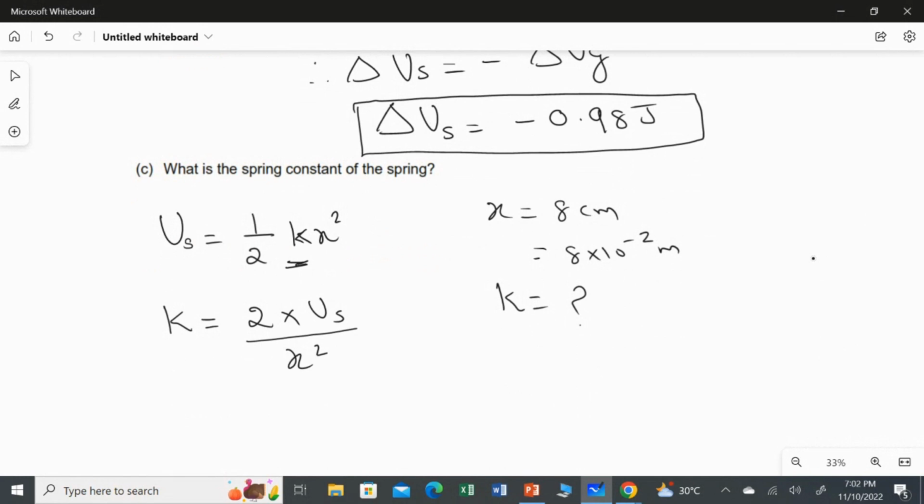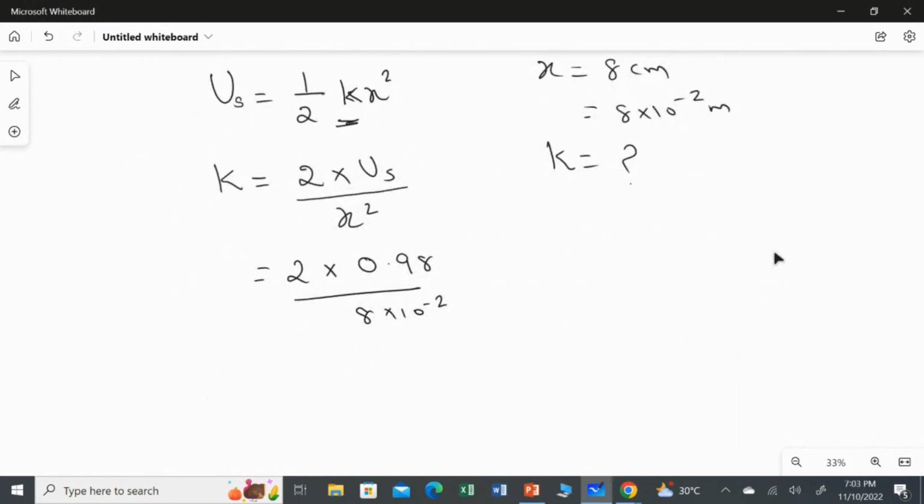Now I'm going to substitute the values, because when you are compressing the spring, by the time the potential energy is taken to 0 when it goes to the maximum height, you have the final elastic potential energy, right? So 2 multiplied by the potential energy, which we take as 0.98, divided by the compression of the spring, 8 centimeters, so 8 multiplied by 10 power minus 2, the whole square.